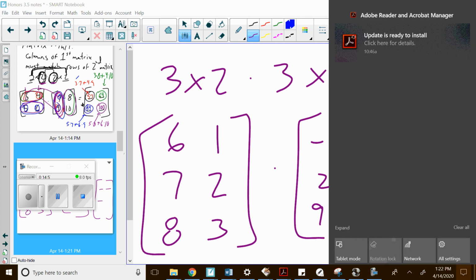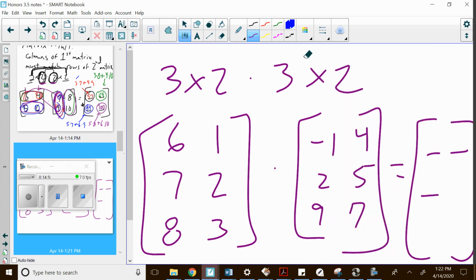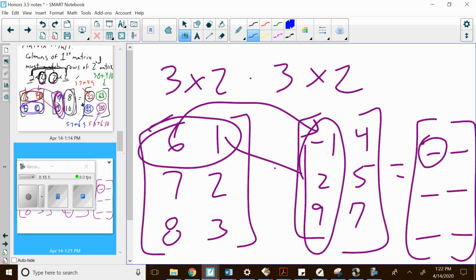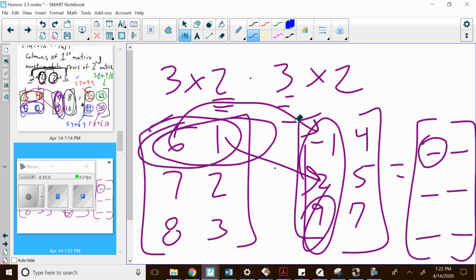Oops, get back. If it was another 3 by 2, okay, this is first row, first column, I guess. So here's what you'd do, I guess. You would just try to combine the first row with the first column, and here's the problem with that. The 6 would go with the -1. The 1 would go with the 2. What goes with the 9? You don't have the proper number of numbers in this row. In other words, the columns of the first matrix did not equal the rows of the second matrix.